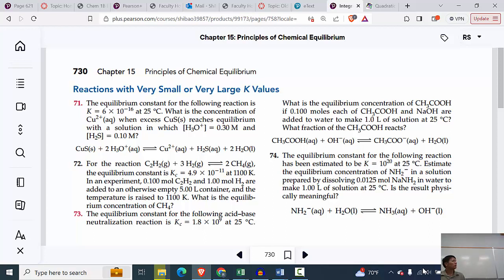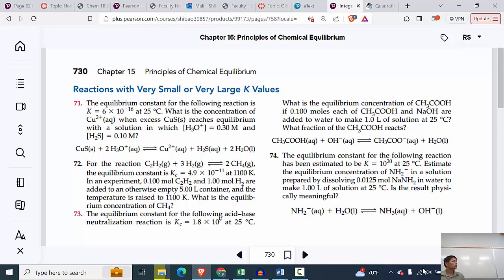So when we have very small and very large K values, you always need to reset. Otherwise, your calculator could fail. And so just remember, if it's very small, reset it to the left. If it's very large, reset it to the right.